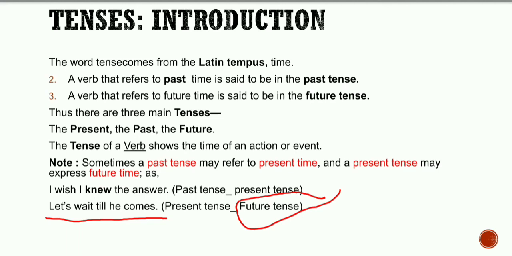So inshallah, individually, one by one, we will discuss these tenses, and how they change the meaning of a sentence. So don't worry about that. This was the simple and meaningful introduction to the tenses.